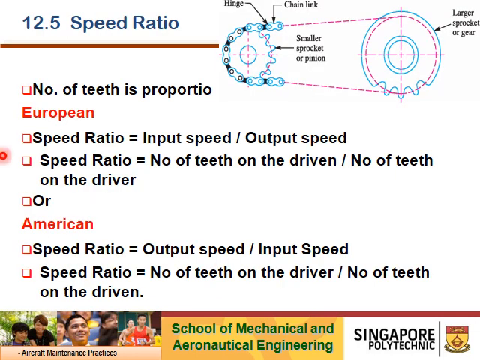All right, speed ratio, quickly run through. We have European and American speed ratio. You can read through yourself what the speed ratio is. For European, it will be input speed over output speed. For American, it will be the opposite, output speed over input speed. Then the speed ratio can be number of teeth on the driven divided by number of teeth on the driver. It depends on which aircraft manufacturer you are working with. If you are working with Boeing aircraft, then you'll be American standard. McDonnell Douglas aircraft is American standard. If you're working on Airbus, then that is the European standard. So welcome to the aviation world.